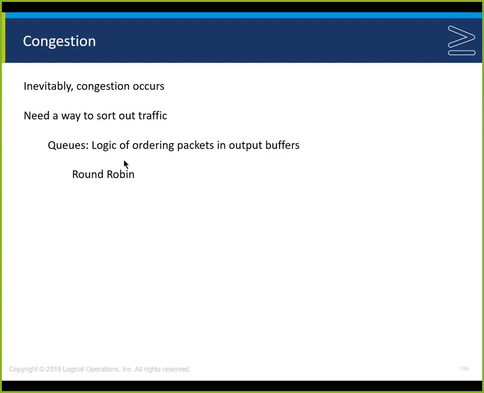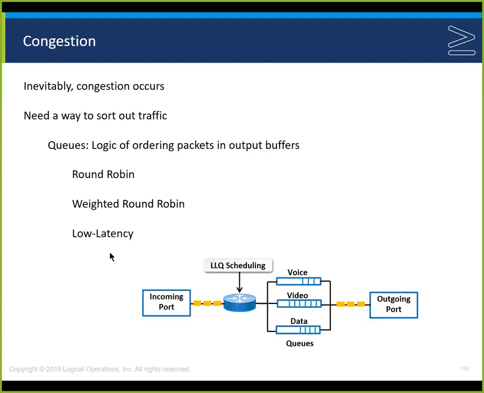The queues, the lines: these devices do have queues inside them that get classified. This is the logical ordering of packets in output buffers. We have a round robin, and a round robin is just Q1, Q2, Q3, regardless of what's going on. With a weighted round robin, we can give certain queues a higher priority than the others. And then we have low latency. Latency, remember, is our delay for these things. LL queue scheduling, low latency queue scheduling.